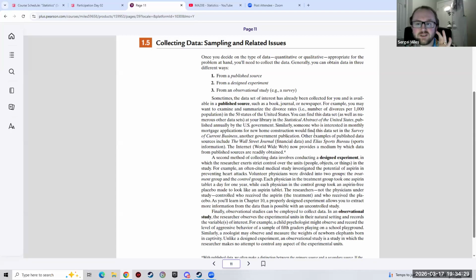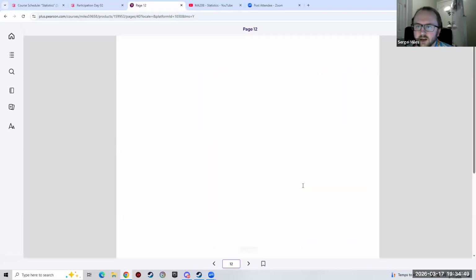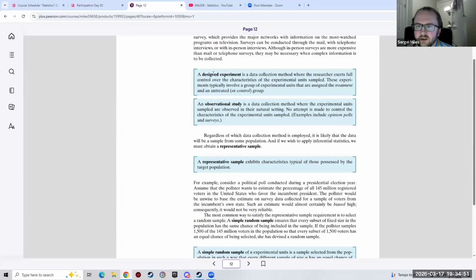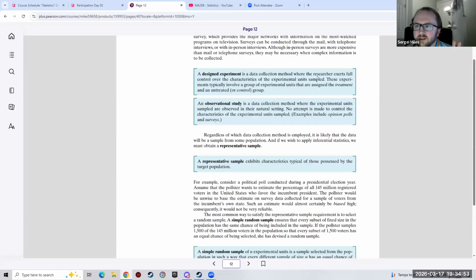All right. And so we have this distinction between an experiment or a study. They also have here, as an example, a survey as another case of an observational study where you just go around asking people stuff. You're not controlling anything about them. You're just collecting information as they report it to you in a survey. All right. So we have this distinction. For a designed experiment, the researcher exerts full control over the experimental units sampled.